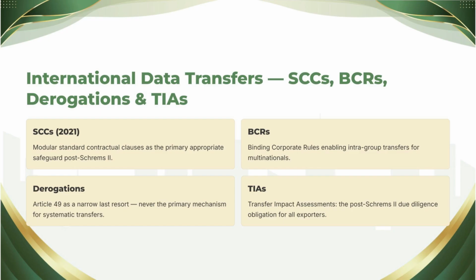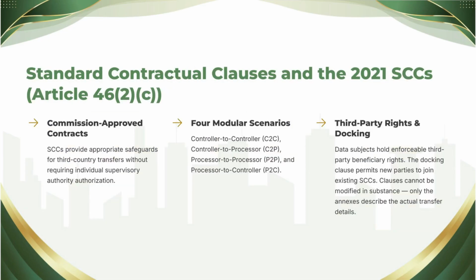And finally, the discipline Schrems II created, transfer impact assessments, the 6-step methodology, how to evaluate a third country's surveillance laws, and the supplementary measures, technical, contractual, organizational, that can rescue a risky transfer or fail to. By the end, you'll be able to take any transfer scenario and select, justify, and fortify the right mechanism. Let's open the toolkit. Let's start with the instrument you'll encounter most in your career, Standard Contractual Clauses.